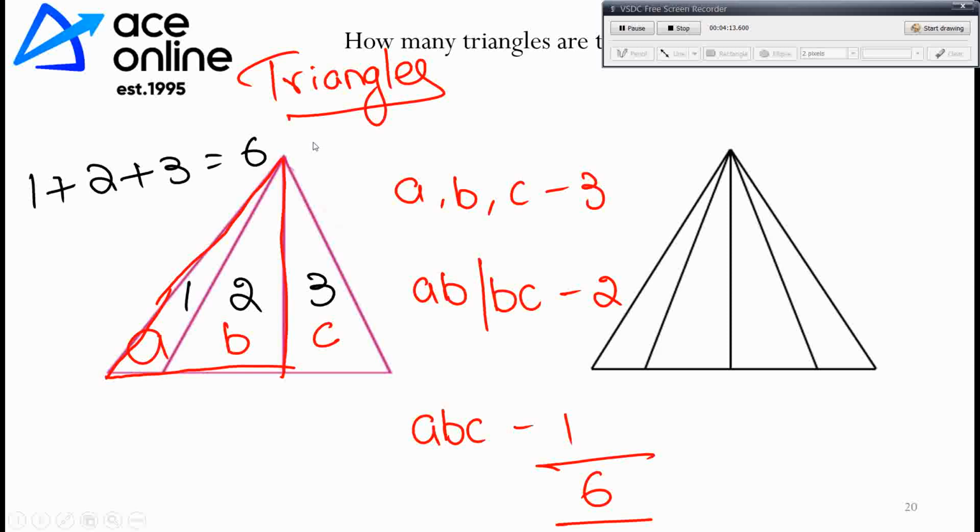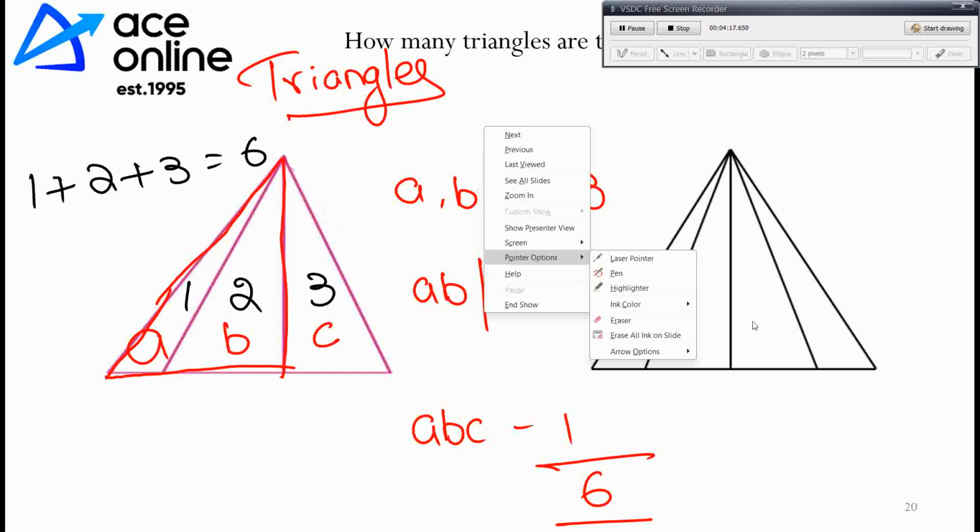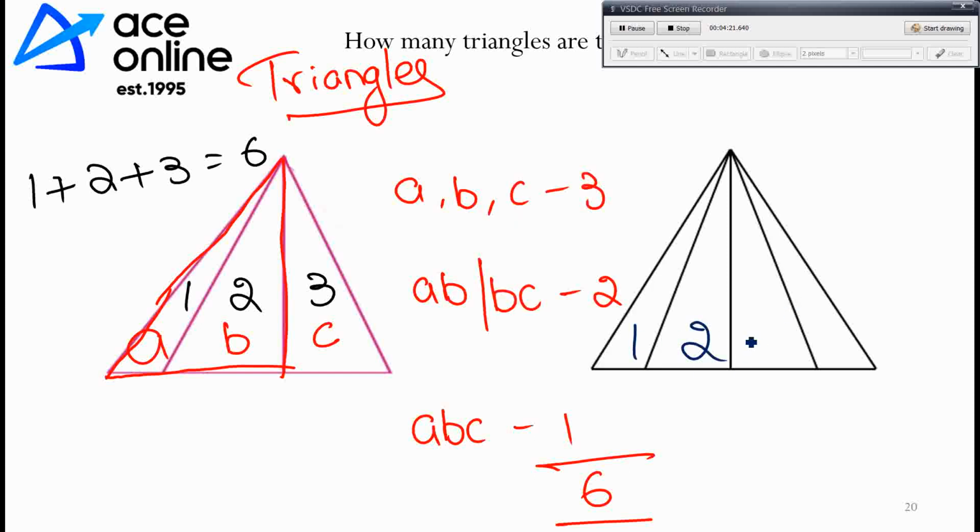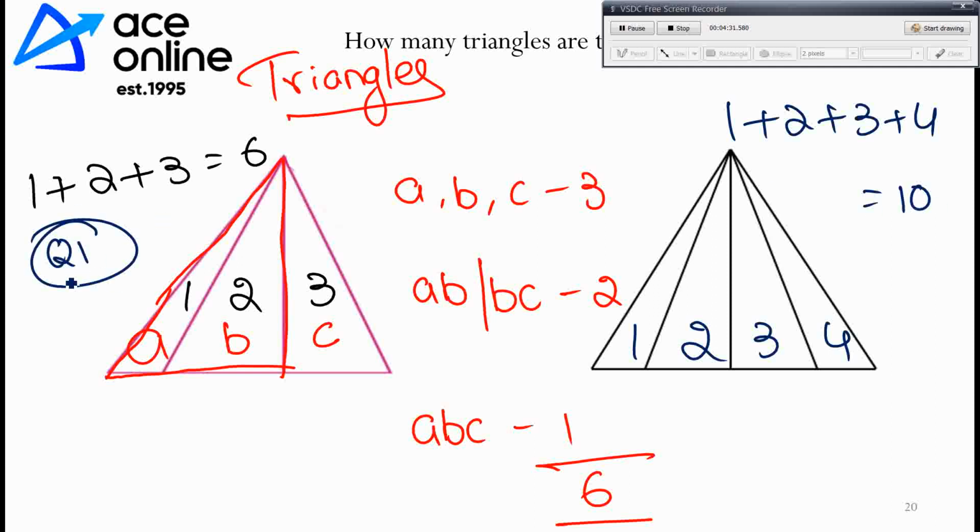What about the next question, sir? In the right side one, what you can write? 1, 2, 3 and 4. 1 plus 2 plus 3 plus 4 is 10. So for the second one, the answer is 10. This is question one. I am writing Q1. For question 1, 6 is the answer. For the second question related to triangles, the answer is 10.